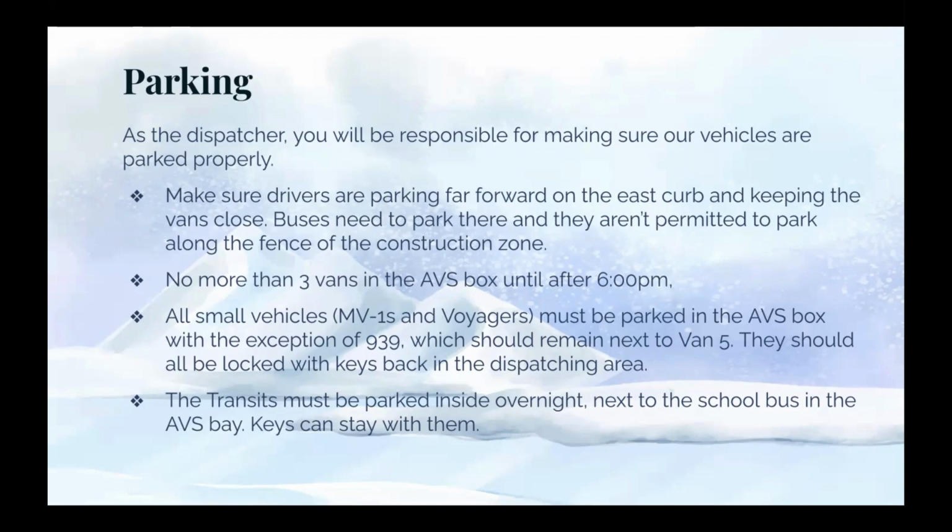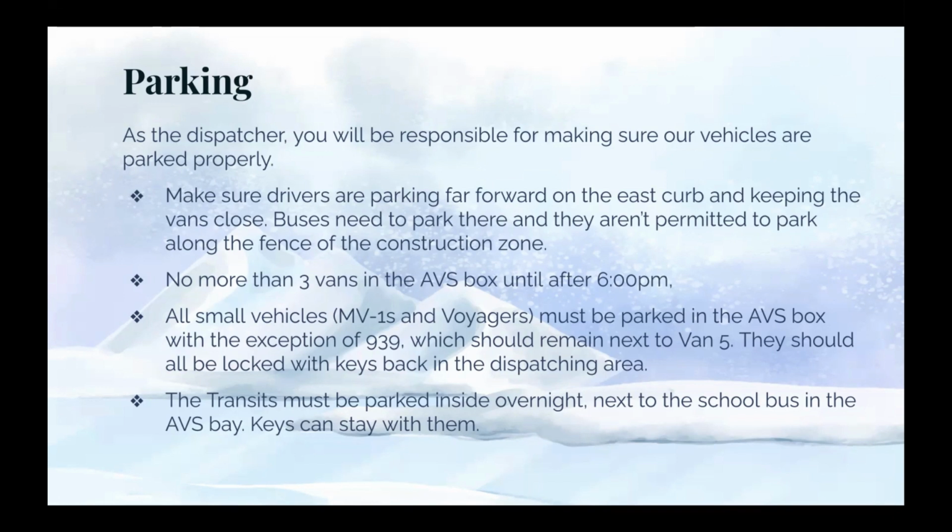And then all overnight, all small vehicles, MV1s and Voyagers, will be parked in the AVS box with the exception of 939, which shall remain next to van 5. And they should be locked with the keys back in the dispatching area. And then the transits must be parked inside, next to the school bus in the AVS bay.